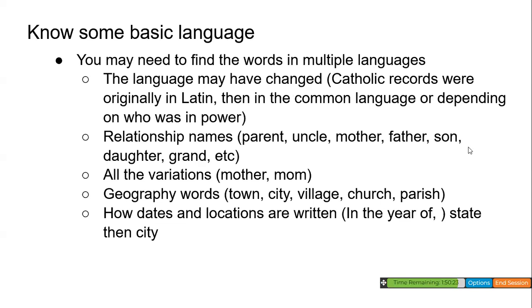Next, you need to know some basic language. You may need to find words in multiple languages. The language may have changed. Like I was giving the example of Catholic Church records. Originally, they were kept in Latin. Then, for a while, it was kept in the common language of the people of the parish, or whoever was in charge of the area at the time. So, in the same congregation, over a span of, say, 100 or 50 years, even, you could have records both in Latin, the language they were speaking, and whoever was in charge of them at the time. So, you need to understand you may have multiple languages, even though you're looking in one country.